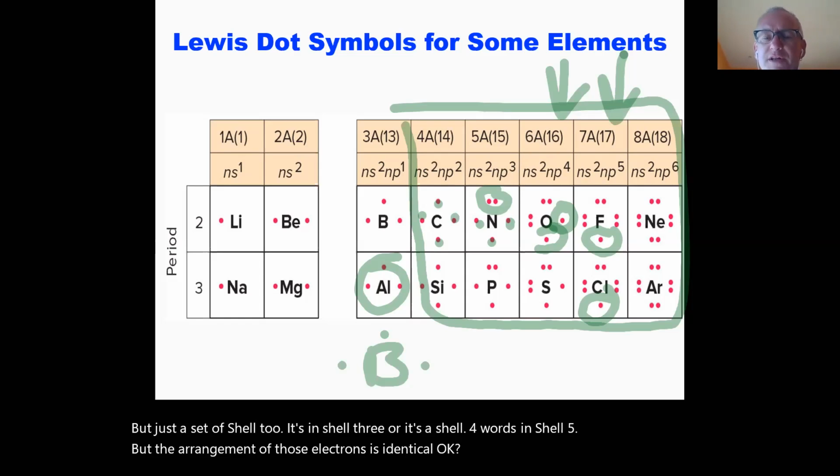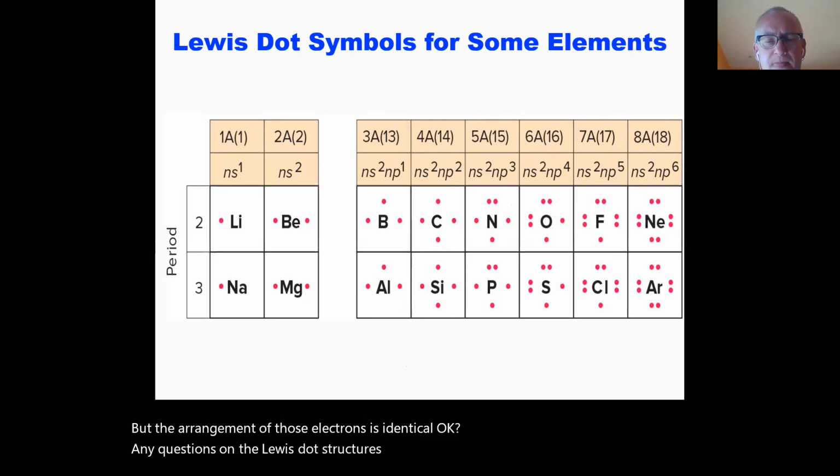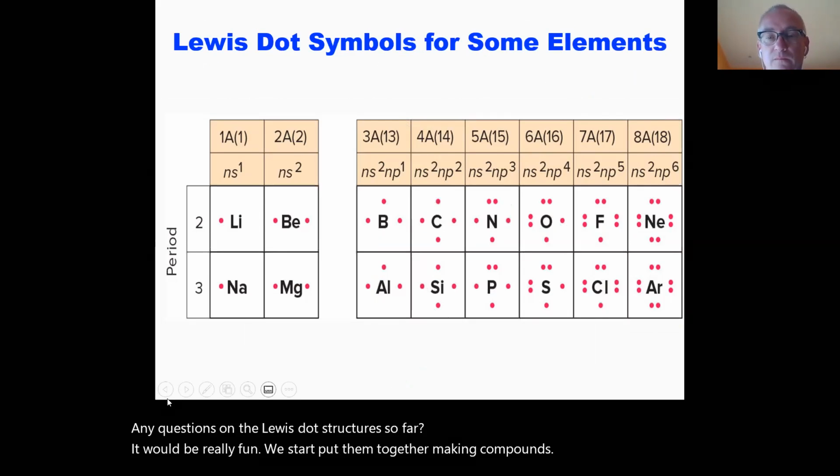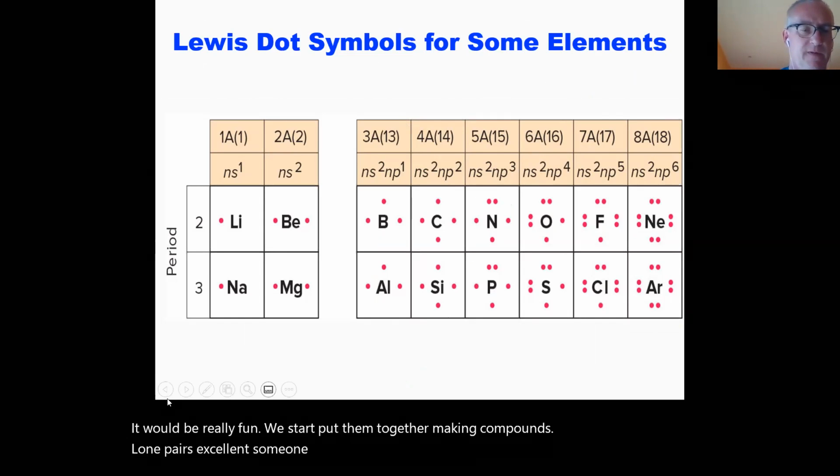Any questions on the Lewis dot structures so far? It'd be really fun when we start putting them together and making compounds. What do you mean by lone pairs? Lone pairs, excellent. Someone, finally. So I'm just nattering and not explaining anything.